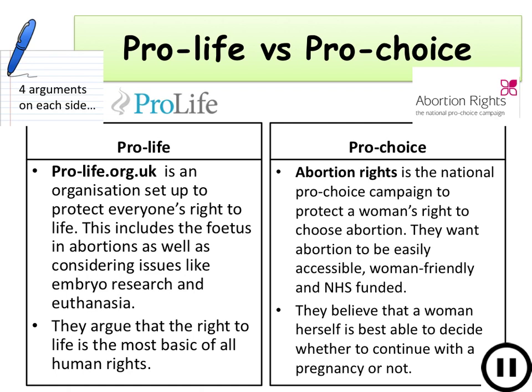Everybody deserves it. On the pro-choice side, we have Abortion Rights. This is a national pro-choice campaign to protect a woman's right to choose abortion. They want abortion to be easy, accessible, woman-friendly and NHS funded. They believe that a woman herself is the best able to decide whether to continue with a pregnancy or not. It's useful for you to know about both of these groups so that when you're writing about abortion in your exam, you could refer to real-life examples of people who campaign either for pro-choice or for pro-life with regards to abortion.